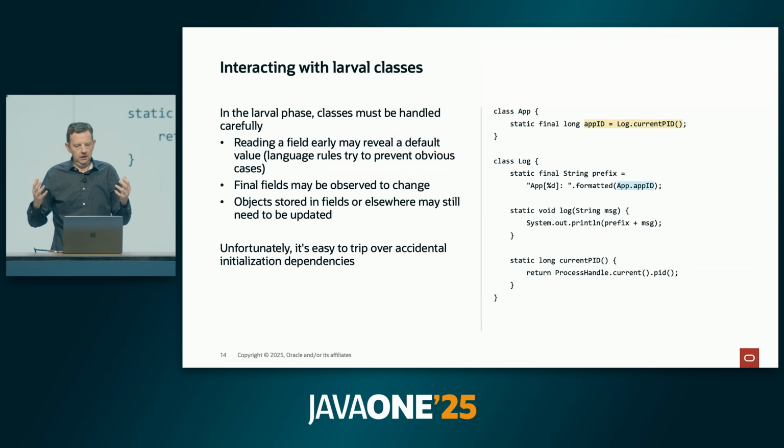Okay, as I've said, when you have a larval class, you need to be careful with it because bad things can happen. What sort of bad things can happen? Here's a list of possibilities. You might read a field that is larval, and so you've read it early and you see the default value. There are some obvious cases that language rules try to prevent, but the language cannot lock this down completely.